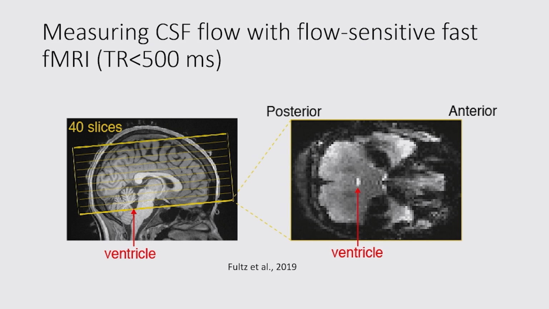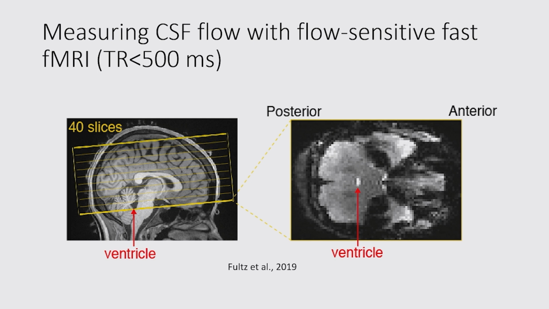A very kind of newly accessible way to start to look at CSF flow is by using fast fMRI. And so I put TR less than 500 milliseconds here, but that's not a rule. It's just kind of a guideline in the sense of when will you be able to see flow with the highest sensitivity. And so the idea here is if you are to do fMRI at very fast timescales, so with a TR of less than 500 milliseconds or so, you actually become sensitized to flow signals inside of your data.